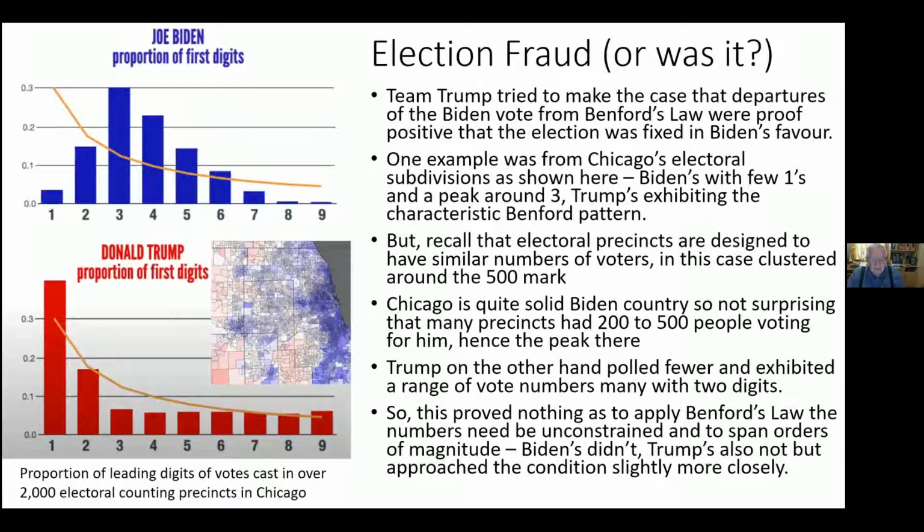Donald Trump, on the other hand, some constituencies hardly voted for him at all, and others were rock solid. So he spanned the range much more broadly, and although it didn't fully fulfil the constraints of Benford's law, it did a whole lot better than Biden's. But nevertheless, as we just explained, it is just an artifact of the way constituencies are drawn. So that's the case where you can't really apply Benford's law.